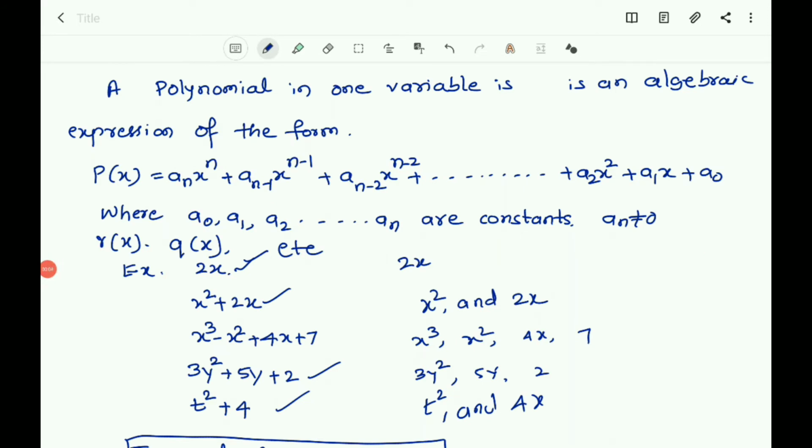In the previous video, we discussed the definition of the polynomial. A polynomial in one variable is an algebraic expression of the form p of x equals an x to the power of n plus an minus 1 x to the power of n minus 1 and so on, plus a2 x to the power of 2 plus a1x plus a0. Here a0, a1, a2, up to an are constants. An should not be equal to 0. And the other condition is that n must be a positive integer, that is, it must be a whole number. It may be any value from 0, 1, 2, 3, and so on. So by observing that, you can clarify whether the given expression is a polynomial or not.